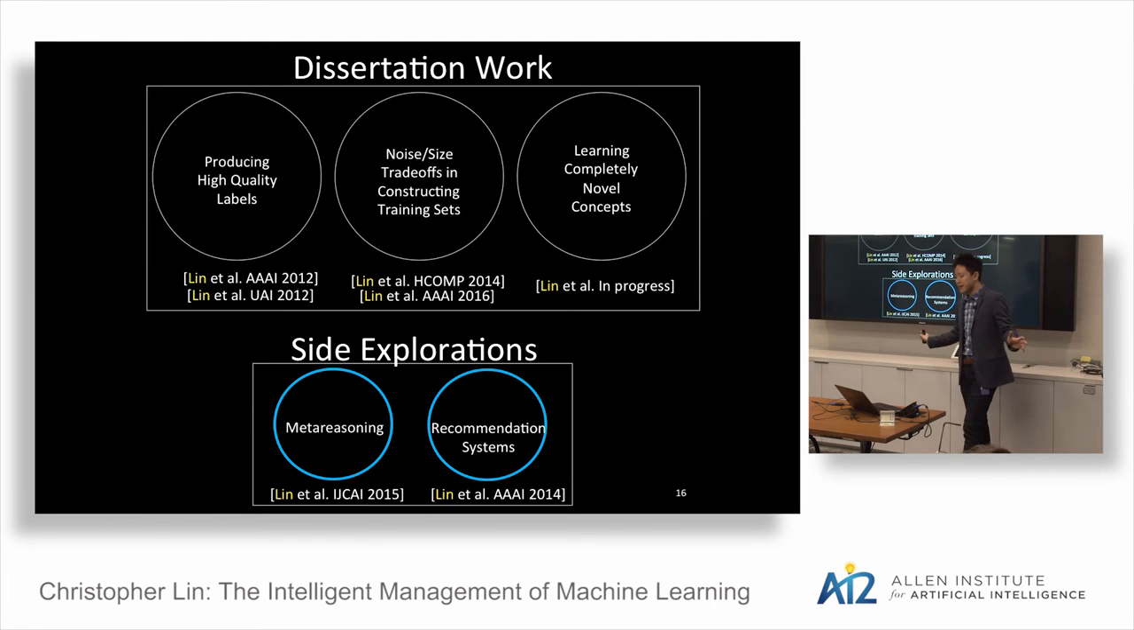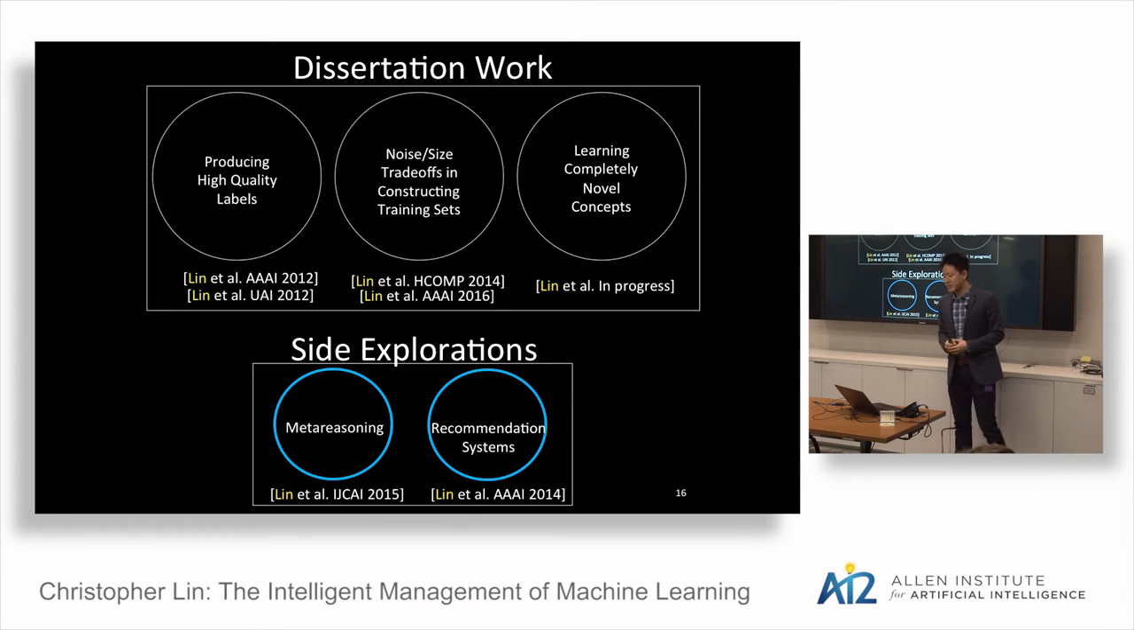All right, so outside of my dissertation proper, I also went on some side explorations during my two internships at MSR. In an IJCAI 2014 paper, we looked at how to integrate implicit signals in a recommendation system for crowdsourcing. So you have a set of workers, you have a set of tasks. How do you recommend tasks to workers so that they're most productive or most happy?